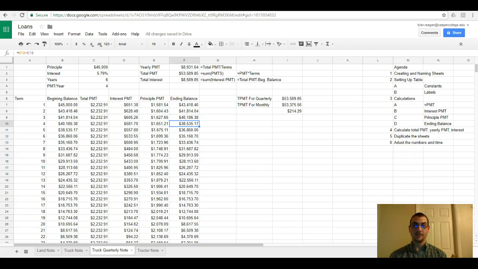But overall, this gives you an understanding of how to create an amortization table and how to use that to evaluate the loans that you may possibly make in the future, or to evaluate any loans that you've already made, or maybe you become a loan officer, and this gives you a good foundation of why compounding interest works the way it does.